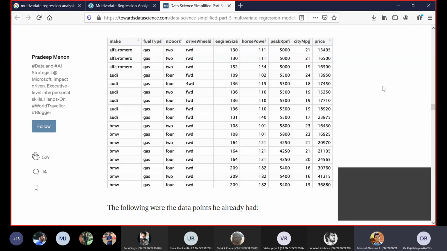What about the driving wheels? Forward, rear, front and rear. Number of doors, fuel type. Fuel type also will be influenced by peak RPM.